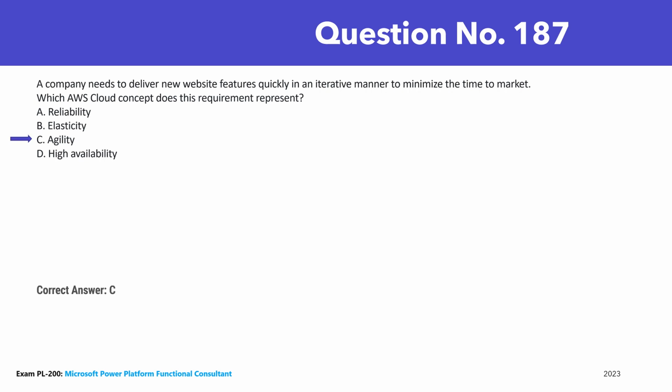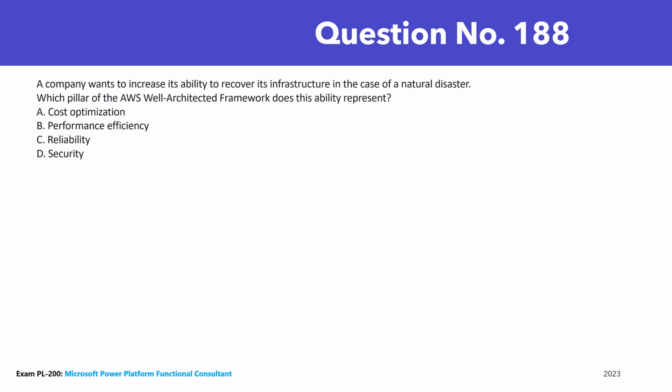A company wants to increase its ability to recover its infrastructure in the case of a natural disaster. Which pillar of the AWS well-architected framework does this ability represent? A. Cost optimization. B. Performance efficiency. C. Reliability. D. Security. Correct answer, C.